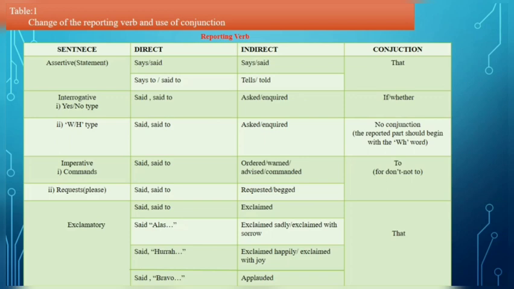The conjunction for a positive imperative sentence is "to," so we add it with the verb. For a negative sentence, we use "not." The negative sentence always starts with "don't," so we should write "not to" in the negative.